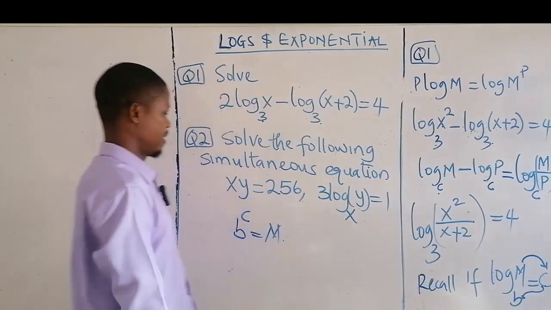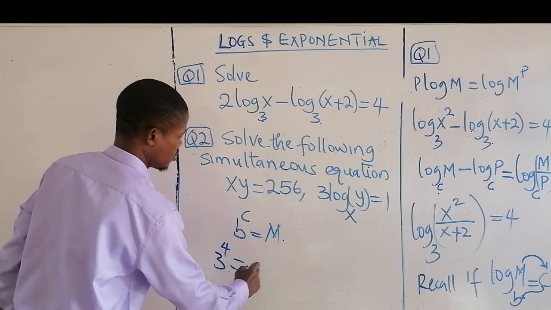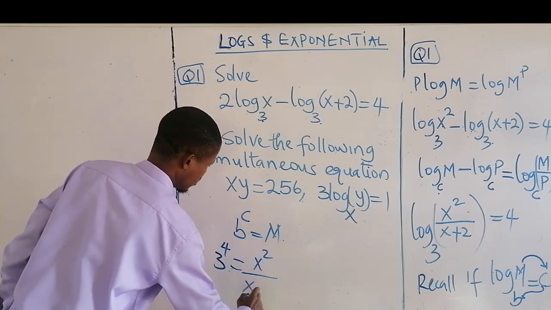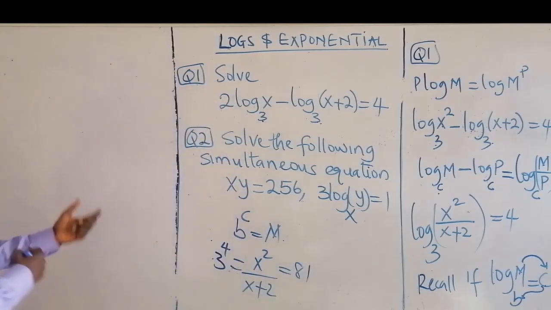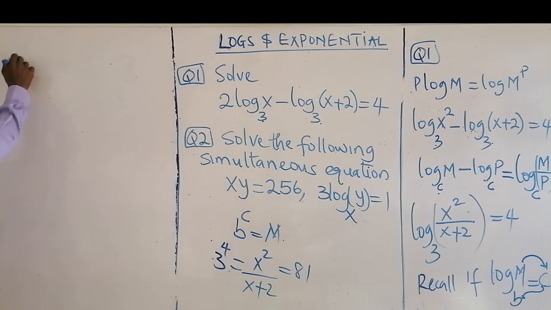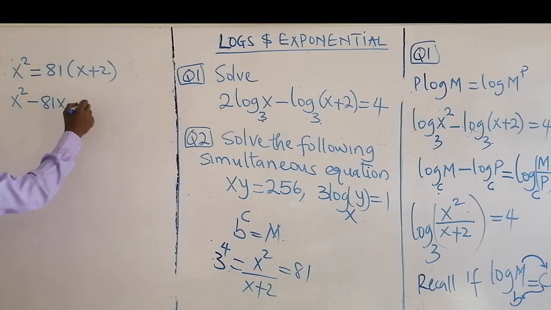The logarithm will disappear. So in that case, we're going to have 3 to the power 4 equal to x squared over x plus 2. And 3 to the power 4 is 81. So you can cross multiply, then we have x squared equal to 81 times x plus 2. Everything to one side, and that will be x squared minus 81x minus 162 equal to 0. So this is a quadratic equation. You can use your calculator and get your value.